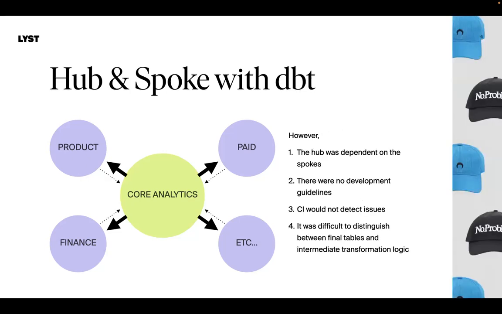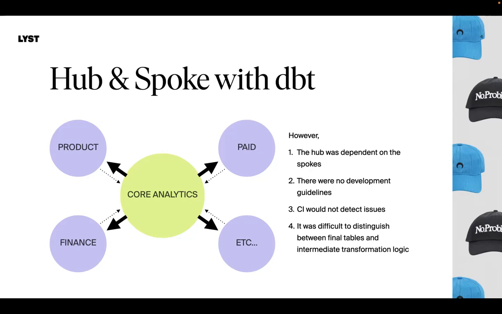However, this led to new issues, and we still had some challenges that were unsolved. The first one was that business critical tables in the core folder were still dependent on transformation logic outside of the core folder, and that was usually developed by non-AEs. So basically the hub was affected by the spokes.